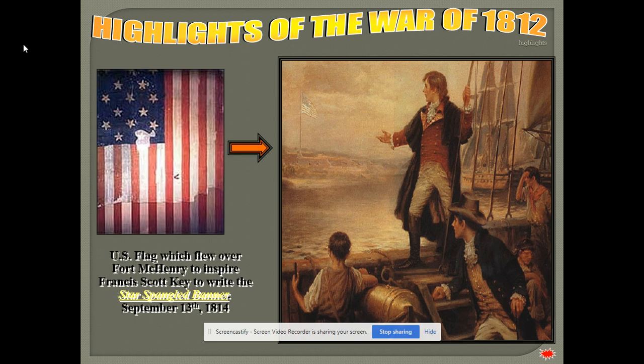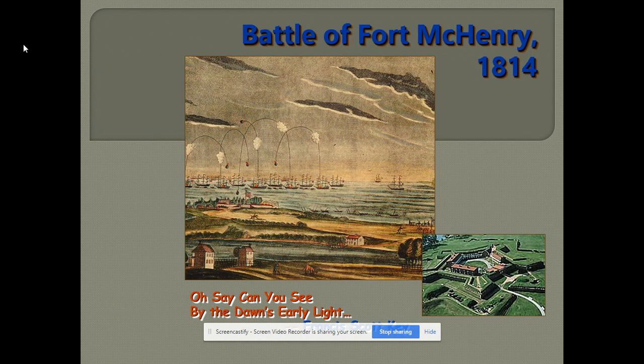Now, this is Francis Scott Key. He's not standing on the bow of the ship. He would have been below looking out a prison window, but it's a cool painting. And this is the painting of Fort McHenry getting bombed by the British. I have been there. It's pretty cool.